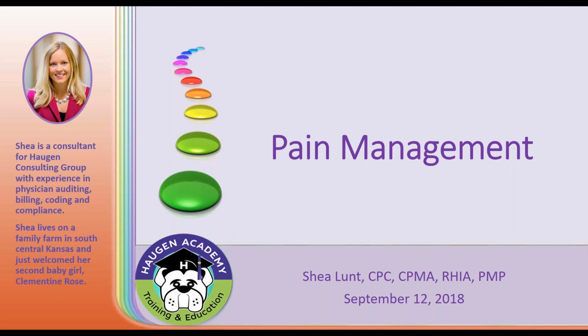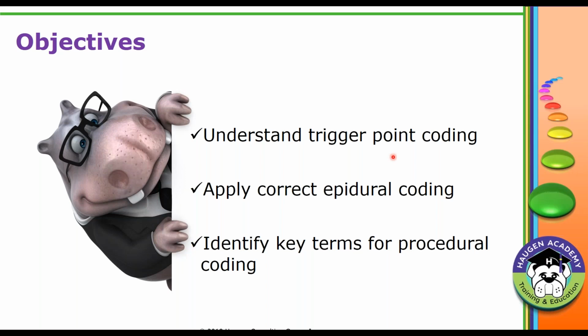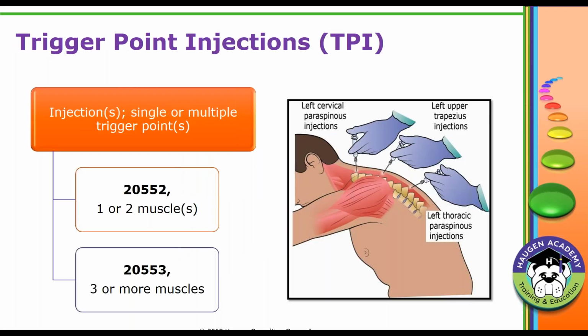So we're talking about pain management today. And what we're going to do is cover the more popular outpatient treatments. Some of these you will see on the inpatient side as well, but trigger point injection coding and epidural coding, so those codes were kind of overhauled in the last couple years. And then we'll go over some of the key terms and ways you can get to the correct codes for those types of procedures. So we'll start with trigger point injections.